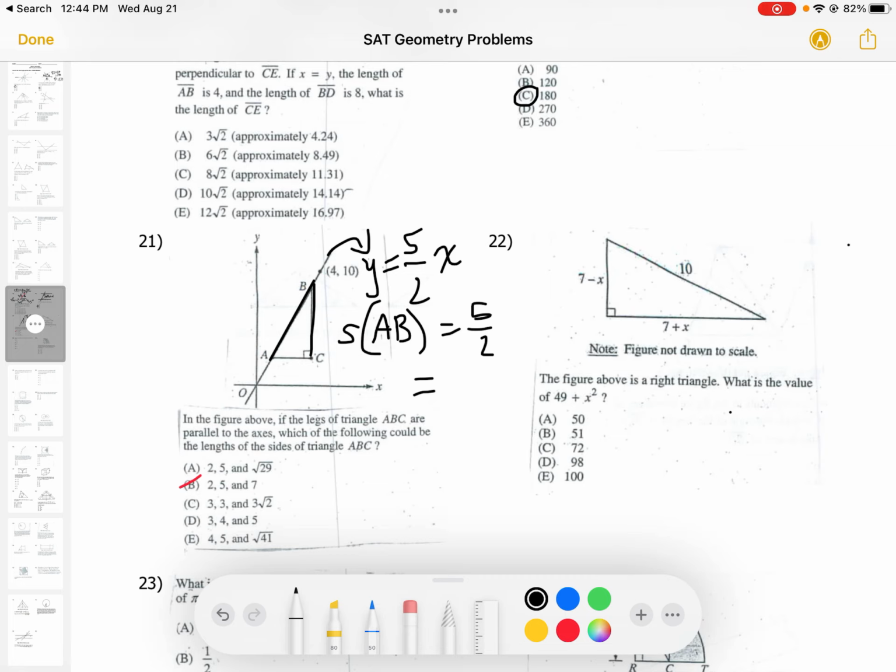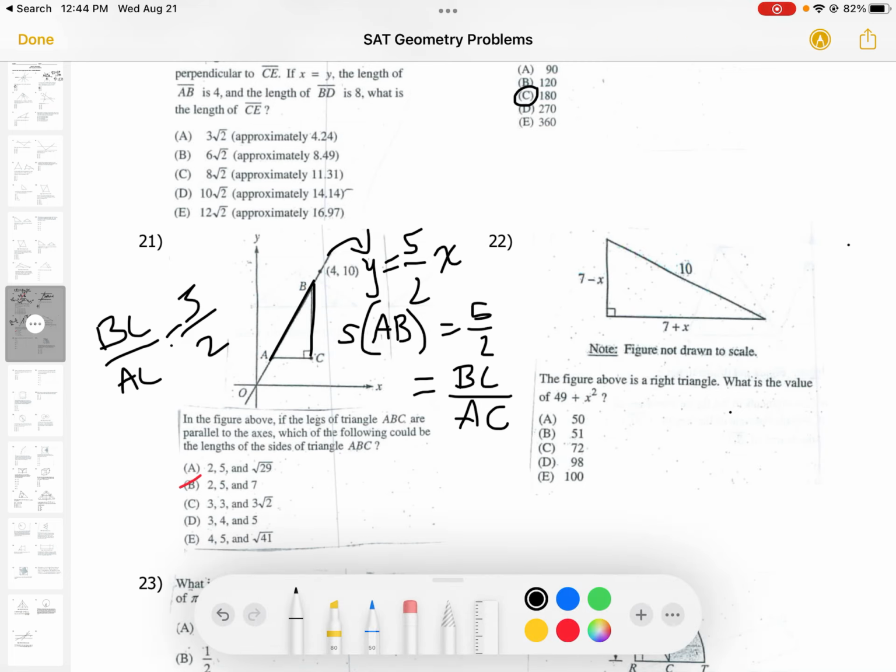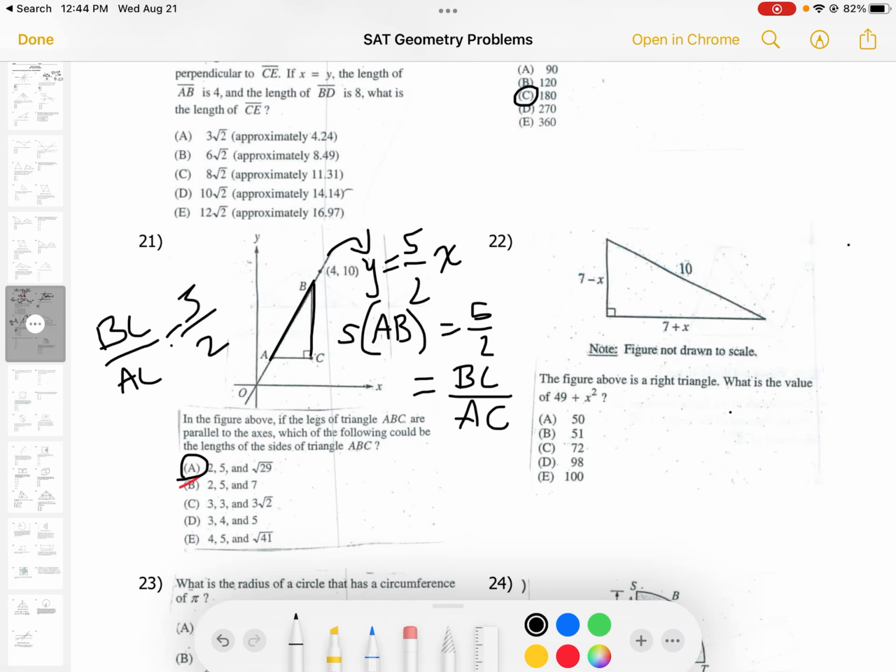So the slope of AB can be written as the ratio of the legs, specifically BC over AC. So we know, by extension, BC over AC is equal to 5/2. So the legs have to be in the ratio 5:2. And the only option that satisfies that is A. And we're done.